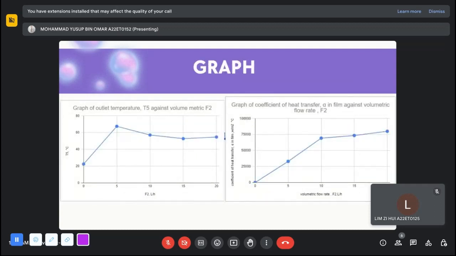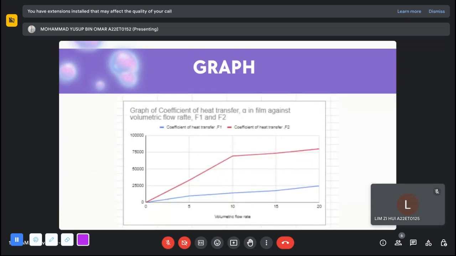So this is a graph of outlet temperature T5 against volumetric flow rate, and the second graph is a graph of the heat transfer coefficient in film and dropwise condensation against volumetric flow rate F2. So this is a graph of the heat transfer coefficient alpha in film against volumetric flow rate F1 and F2. So for F2 is dropwise condensation.